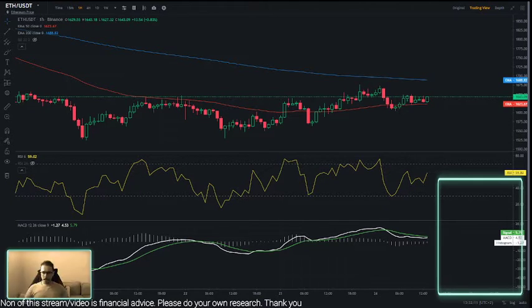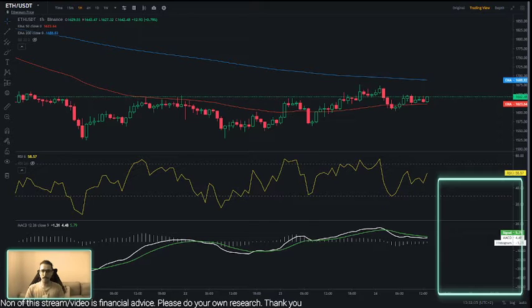Today is August the 24th, 2022, and as of today we're going to do some technical analysis on Ethereum, on the price of Ethereum compared to USDT. As usual, we are using Binance and the TradingView of Binance.